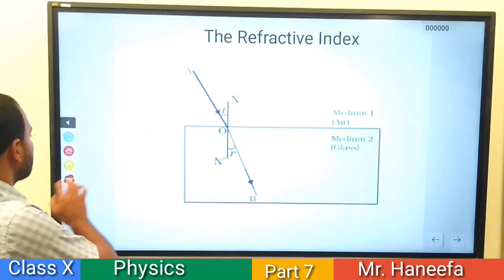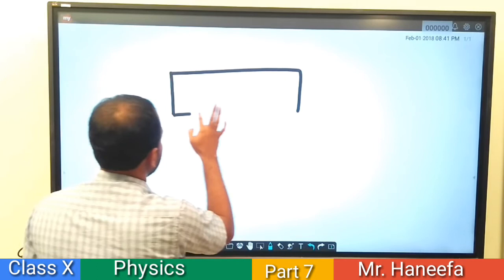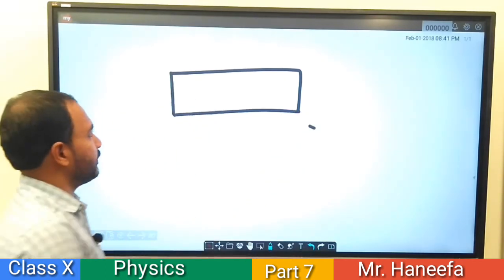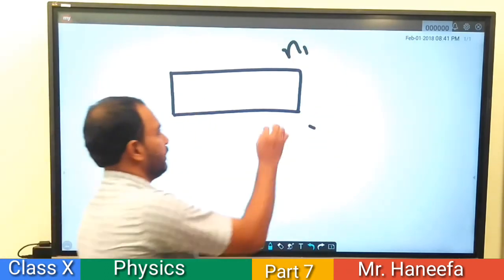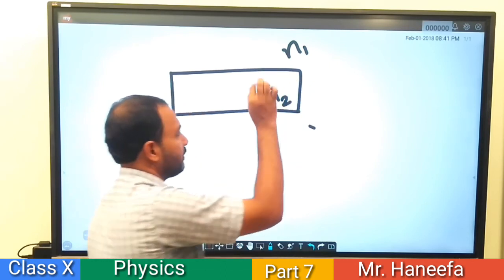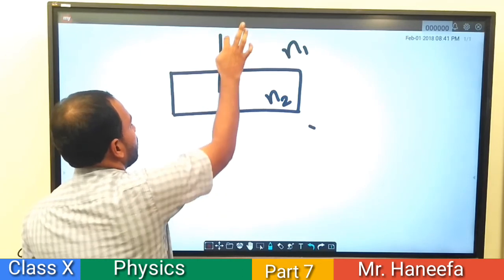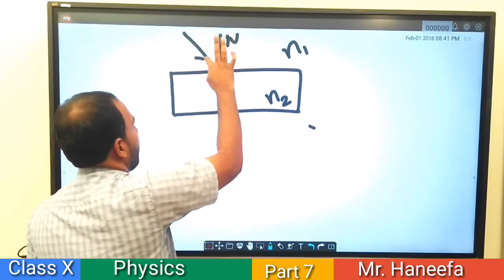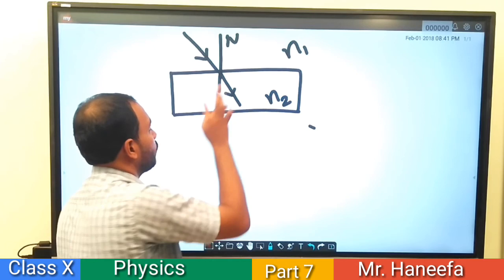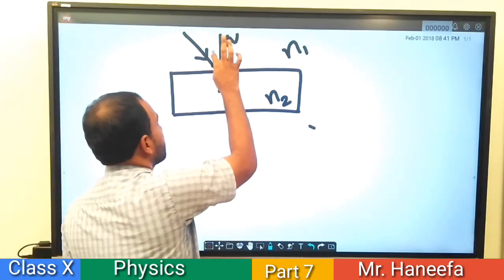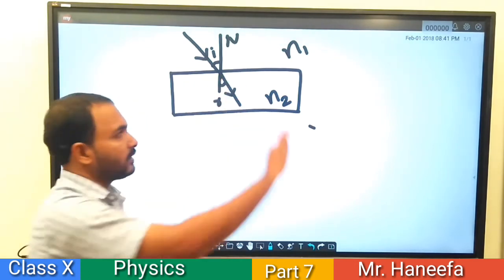That means we consider a glass slab. This is medium 1. Here the refractive index is n1. Inside the glass the refractive index is n2. This line is called the normal. This is the incident ray, and this is the refracted ray. This angle is the angle of incidence. This angle is the angle of refraction.